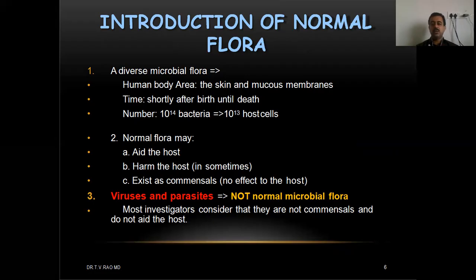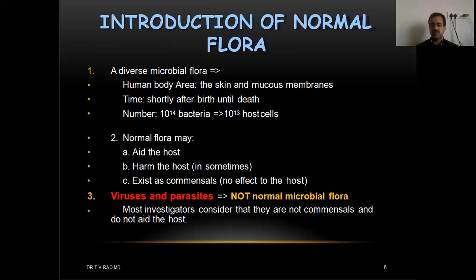10 to the 14 bacteria, 10 to the 13 cells. As I told you earlier, the number of bacteria present against the host cells is literally more than the normal human cells. The normal flora may aid the host. It means it may help that particular host or particular body. Harm the host. It means it may develop some kind of resistance or some kind of pathogenic effects. Exist as common cells means it may reside inside the human body. Neither will it develop a certain amount of harmful effect, nor will it be helpful for the development of that particular host.